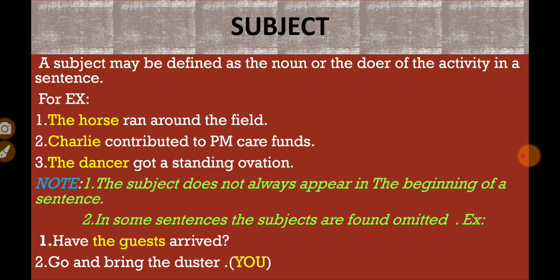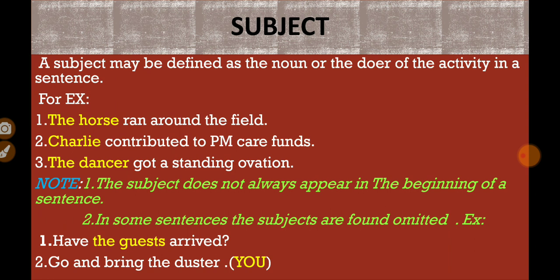Now here I have given two special notes, my children. As you found in the three sentences I mentioned in the beginning, the sentence contains the subject part at the beginning of it. But it doesn't happen all the time. Let us take an example of such a kind. Have the guests arrived? Who have arrived? The guests.